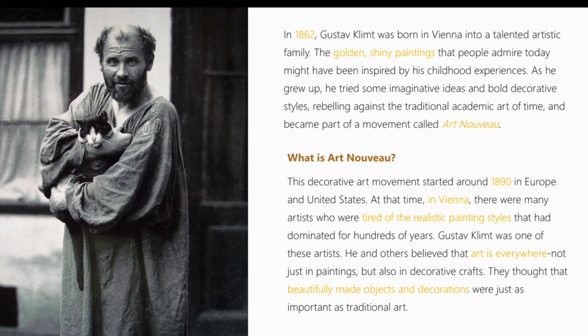So what is Art Nouveau? This decorative art movement started around 1890 in Europe and the United States. At that time in Vienna, there were many artists who were tired of the realistic painting styles that had dominated for hundreds of years. Gustav Klimt was one of these artists.